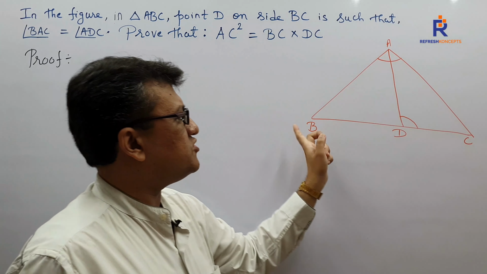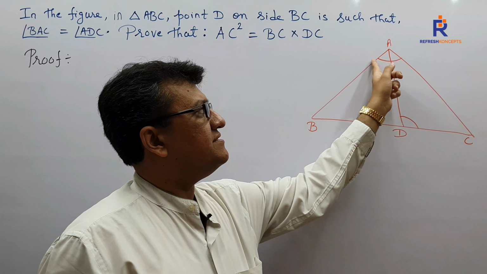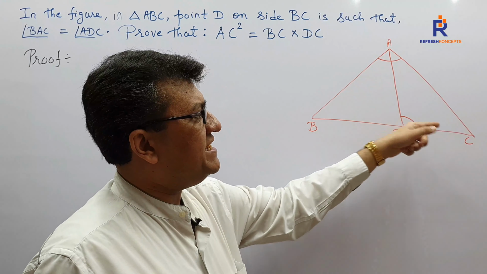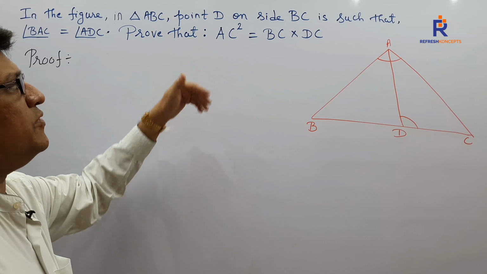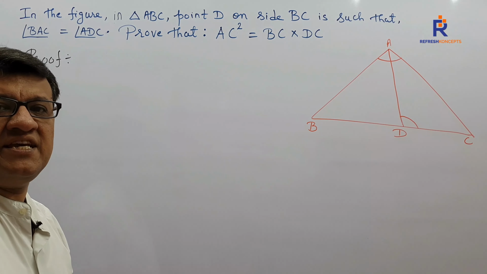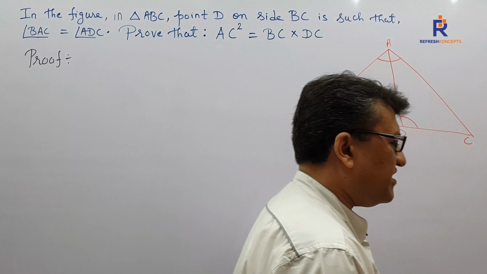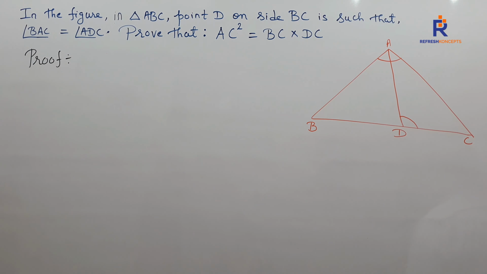I have given the marking also. Angle BAC is equal to angle ADC, right? What you need to prove is, prove that AC square is equal to BC into DC. I intend to prove AC square is equal to BC into DC.